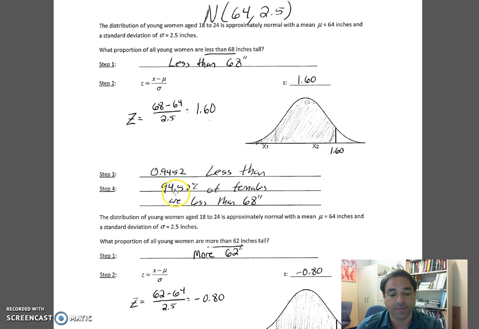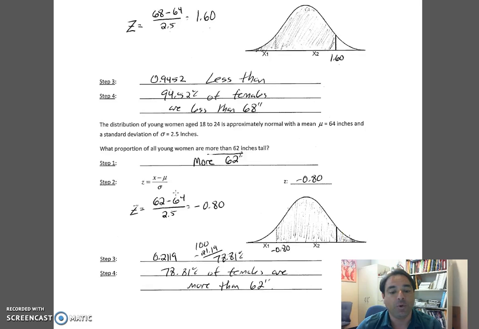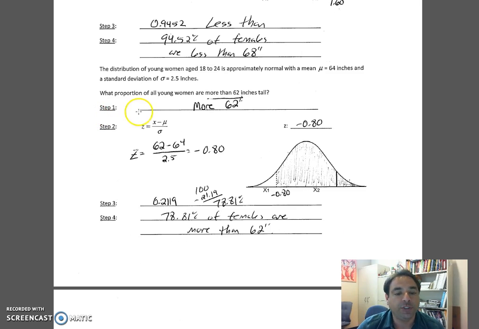Now there's a less than example. Let's try a more than example. What proportion of all young women are more than 62 inches tall? So we're looking for more than 62 inches. Find the z-score: 62 minus 64, divided by 2.5. We find our z-score, negative 0.8, or with two decimal places, negative 0.80. There's your z-score. Remember, it's on the left side, so it would be about here, negative 0.80.